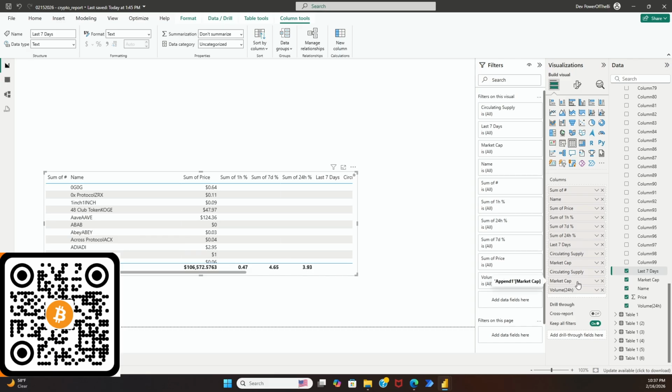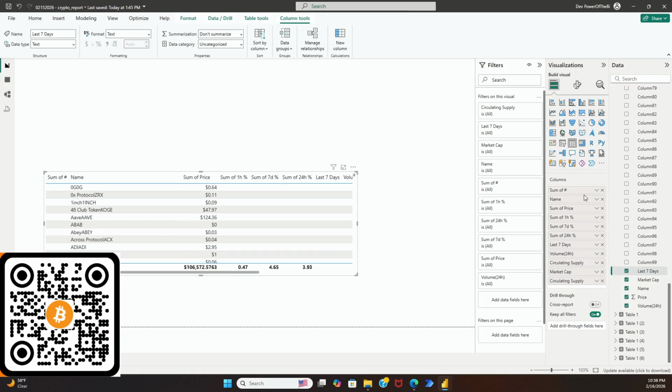Market cap, it looks like we brought market cap in twice. We're going to delete that last market cap. And the volume in 24 hours, let's place that after 7 days, because it's volume, it's not necessarily a percentage. So we've got the sum of number. Basically, the reason why I said to move sum of number is because that's an index. I mean, that's an ID number.